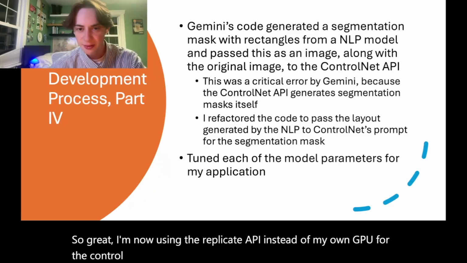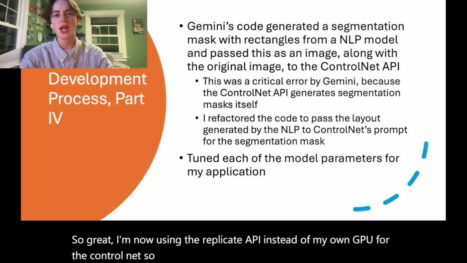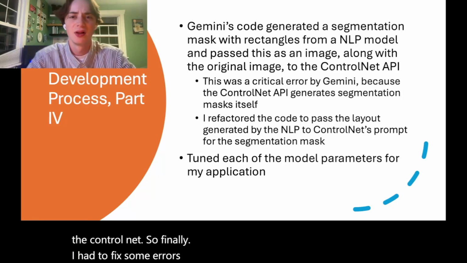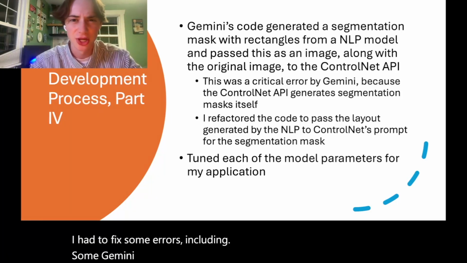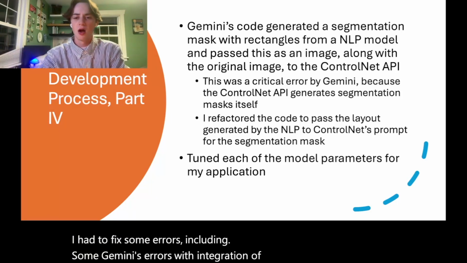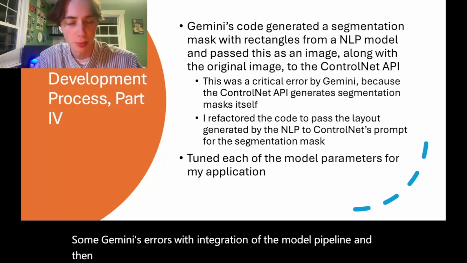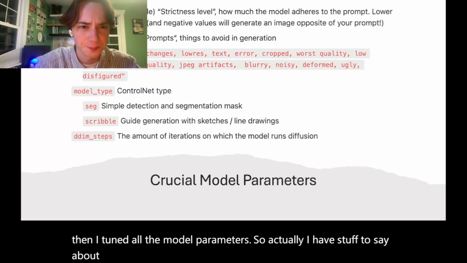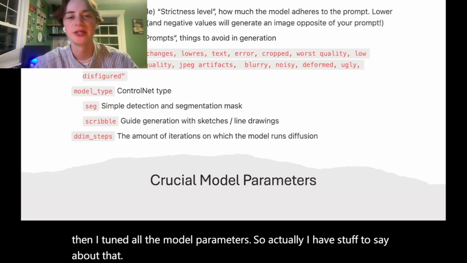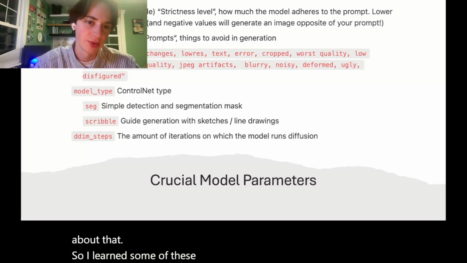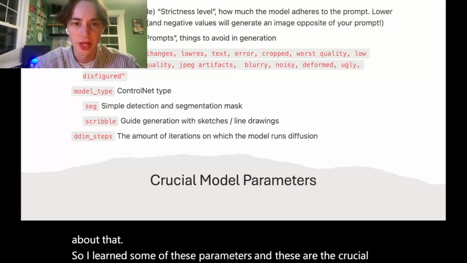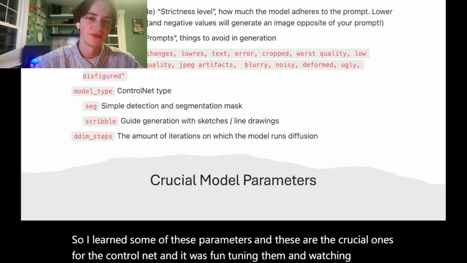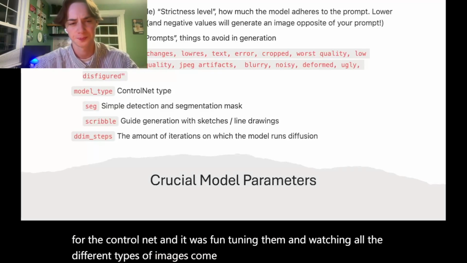So finally, I had to fix some errors, including some of Gemini's errors with integration of the model pipeline. And then I tuned all the model parameters. I actually have stuff to say about that. I learned some of these parameters, and these are the crucial ones for the ControlNet. And it was fun tuning them and watching all the different types of images come out.